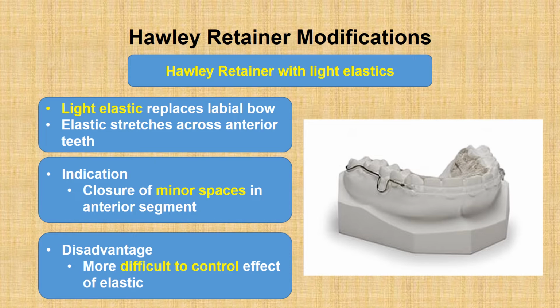Another modification with a Hawley retainer is to replace the labial bow with a light elastic. So this light elastic stretches across the anterior teeth. Now, the use of this elastic can help to close minor spaces in the anterior segment. But the disadvantage is the elastic is difficult to control.